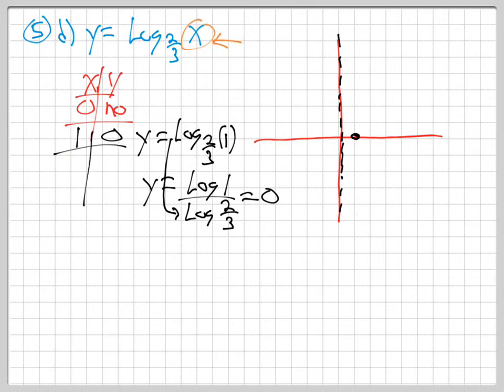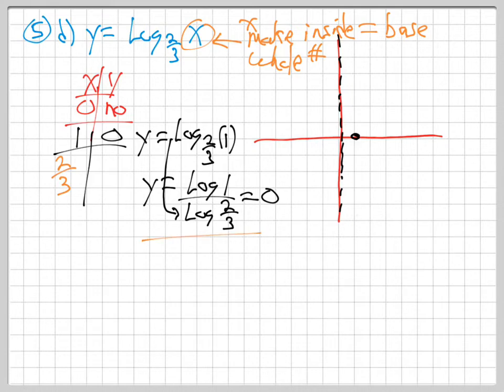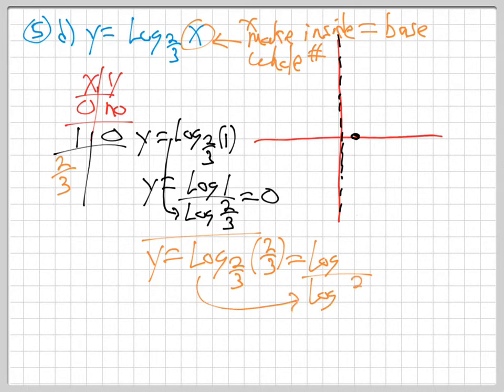You want to make the x make the inside equal the base. That'll be a whole number spot. So plug in 2/3. If x is 2/3, you get log base 2/3 of 2/3, which, remember, the base goes to the bottom. When you make it 2 logs, log 2/3 over log 2/3 is going to be 1. So over 2/3 up 1. So it's about right there.